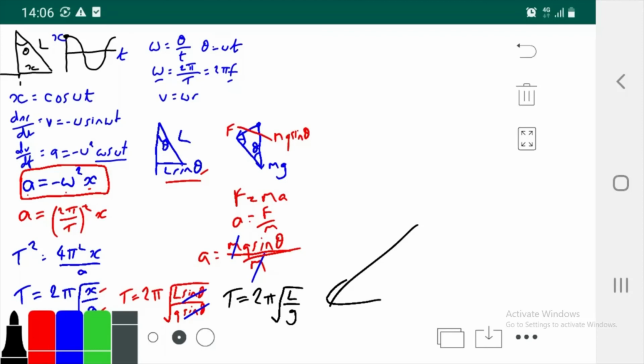So I hope that gives you an overview of simple harmonic motion, how we can apply the basics of that to a pendulum, and how we can derive the formula for the time period of a pendulum.